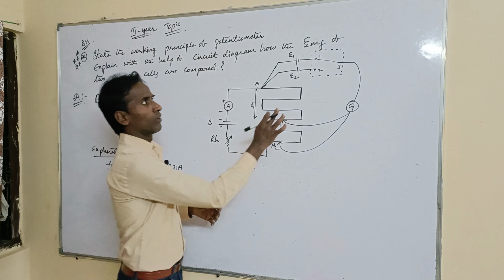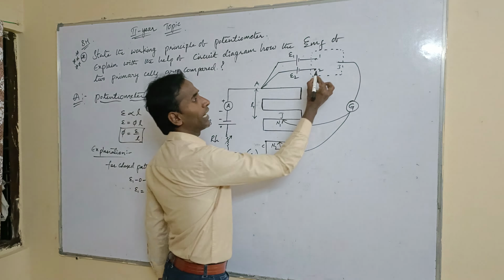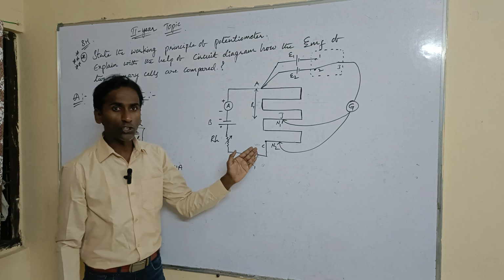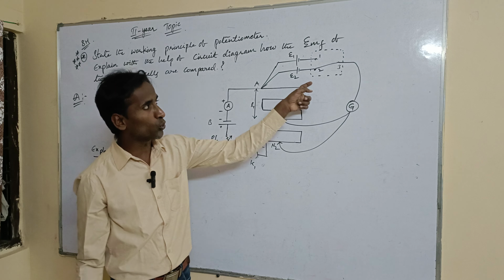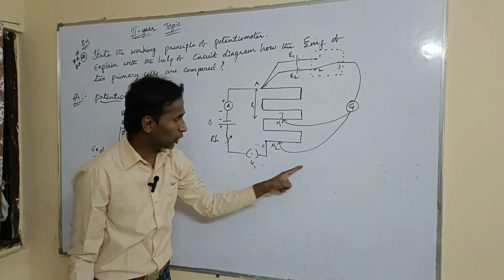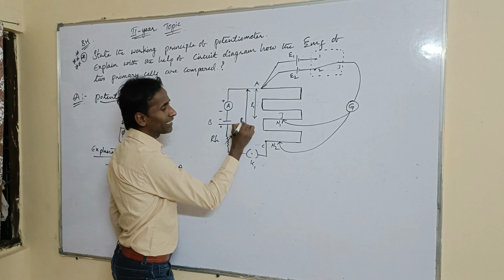Similarly, now we remove the two-way key connections 1 and 3, and next we connect 2 and 3. Here also, when the key K1 is closed, the constant current passes through the potentiometer wire, through the cell E2. When we attach the two-way key 2-3, the current passes through the galvanometer to the jockey J at point N2. Now press the jockey along the potentiometer wire. At a particular point the galvanometer shows null deflection, meaning zero deflection. At that point the balancing length is L2.